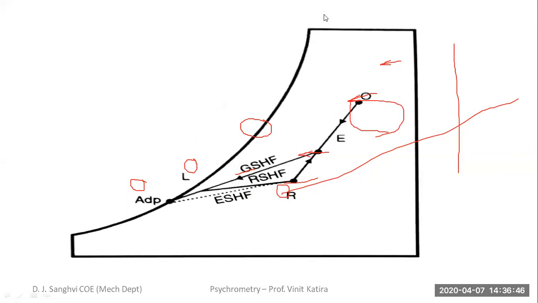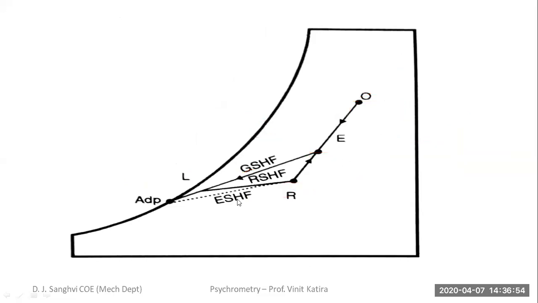There's one more line that we can draw, which is your effective sensible heat factor. This is not really of importance, but I'll just explain it. This line basically connects the room condition and your apparatus dew point temperature. That's it. There's no other significance of this line.